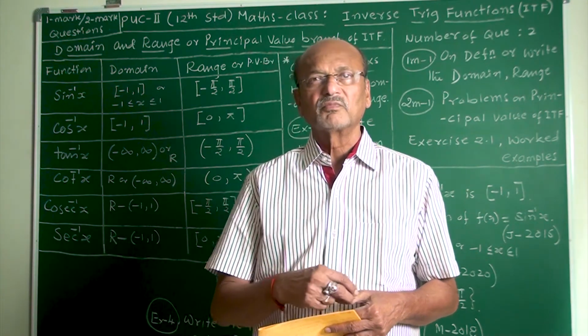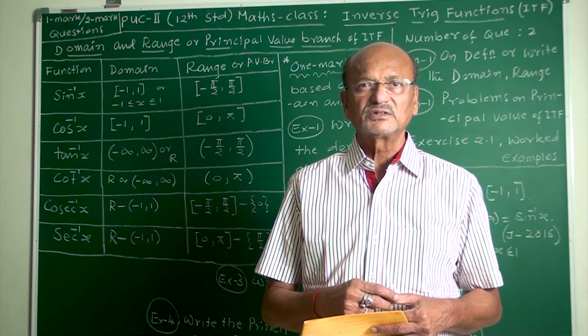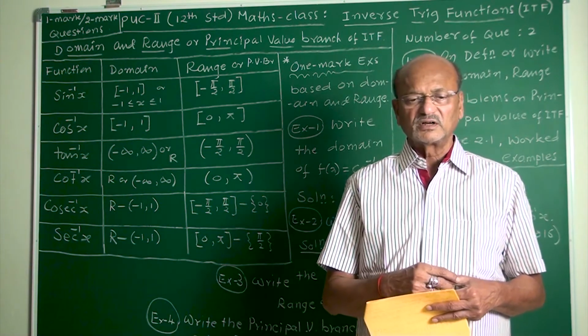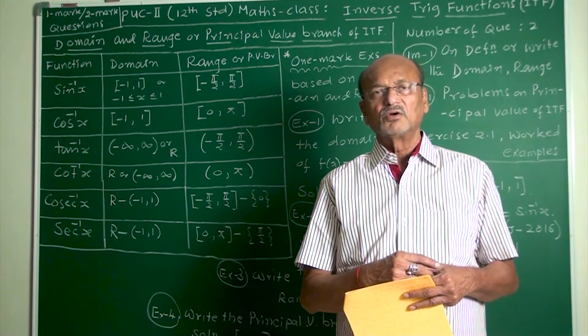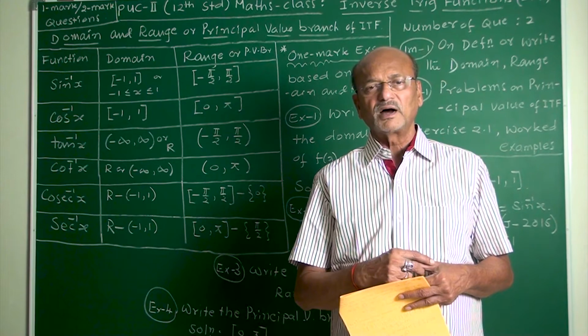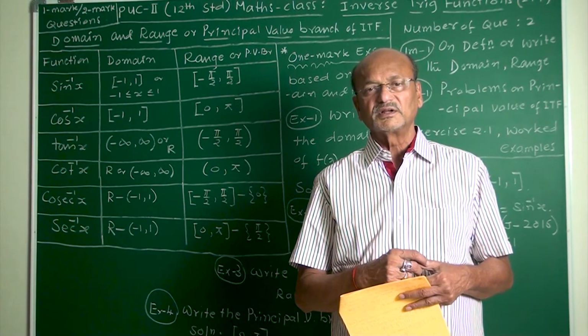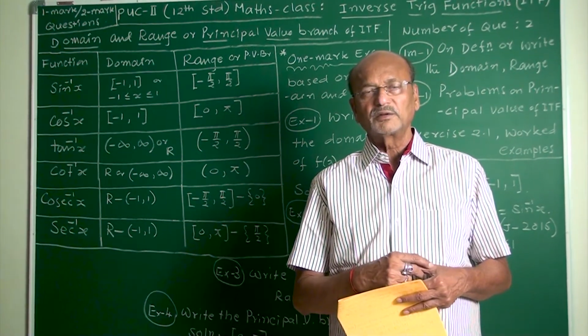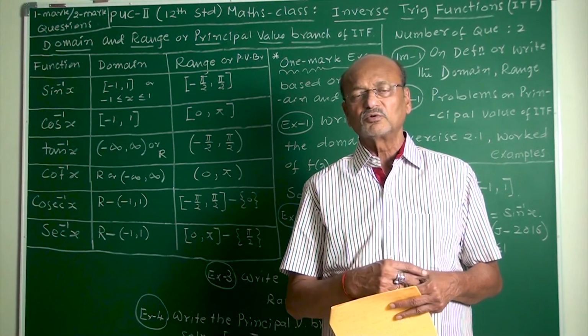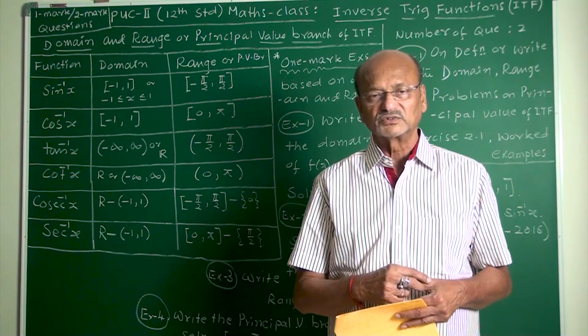Now, my plan is just to do examples under 1 mark and 2 mark questions. That 1 mark comes in part A, which is a compulsory part. In part B, they give 14 examples, out of which you have to answer 10 examples.